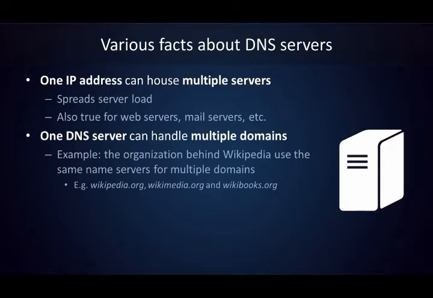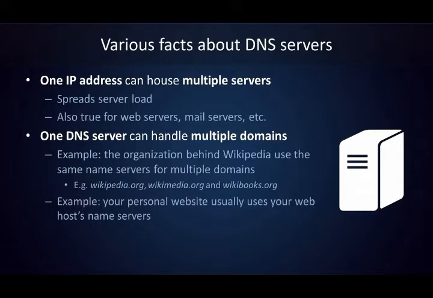One name server can be authoritative for multiple domains. For example, the organization behind Wikipedia uses the same name servers for multiple domains, including wikipedia.org, wikimedia.org, and wikibooks.org. Another example of this is when you register a domain name. In most cases, your domain name will use the name server of the company that hosts your website for you.